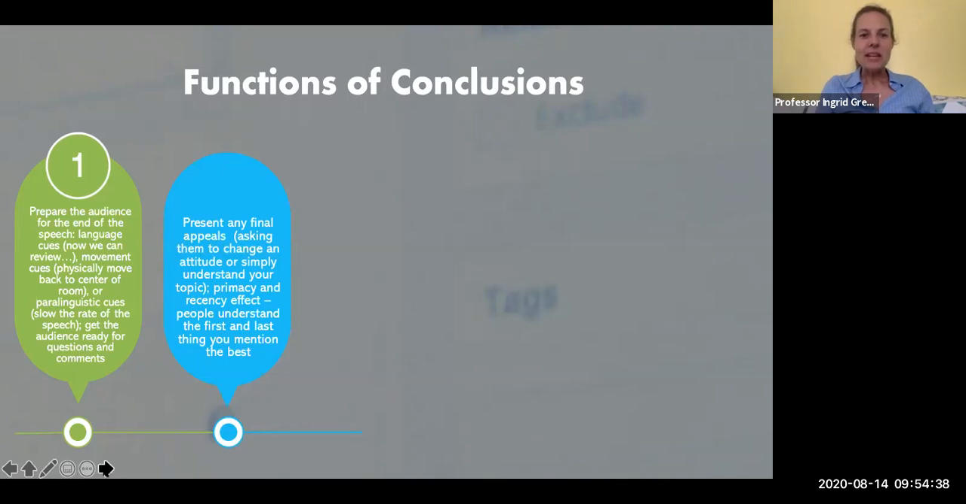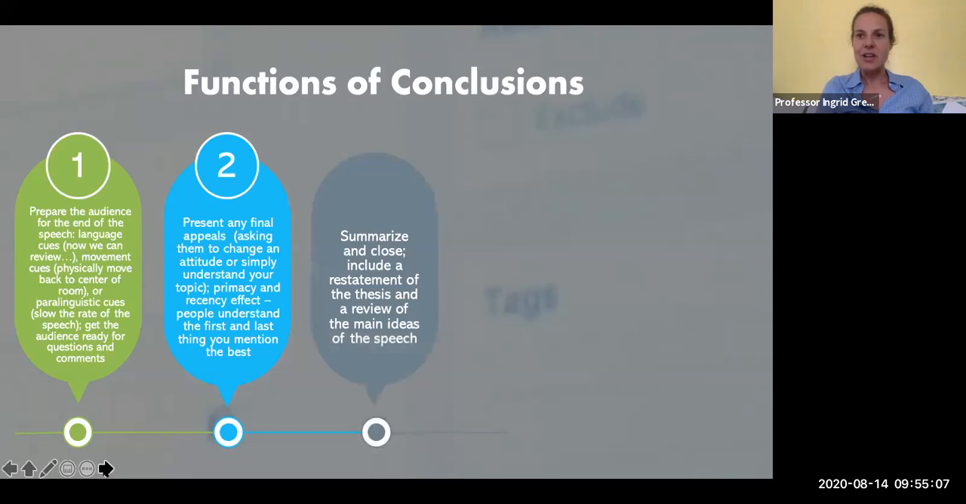We want to also present any final appeals, asking them to change an attitude or simply understand your topic. Depending on your topic, you might have an informational or persuasive speech, right? This is a primacy and recency effect. People understand the first and last thing that you mention the best, right? That's just the way the brain moves, right? The first thing that you mention and then the last thing. You'll notice that here as we give our lectures, right? The first slide and the last slide are always an introduction to the chapter and then a summary of the chapter.